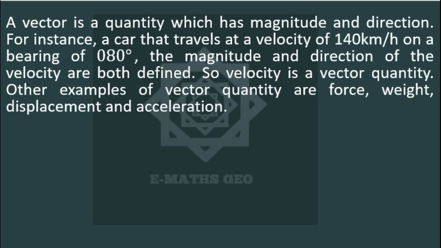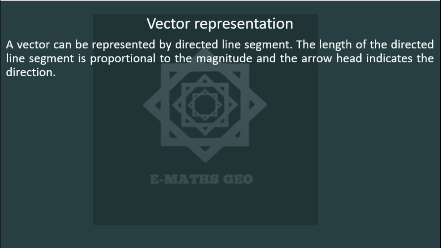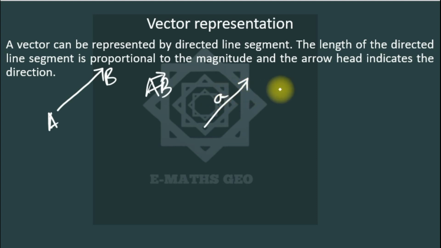So let's look at the representation. A vector is represented basically with a line segment. The length of the directed line segment is proportional to the magnitude, so the length determines the magnitude, or modulus, of a vector. Whenever you see an arrow from A to B, this shows that AB is a vector. The arrow shows the direction. Or you use a lowercase letter a, which means vector a. This is one way we represent a vector.